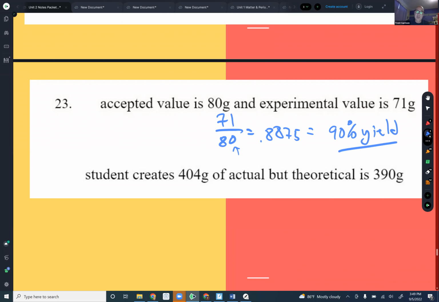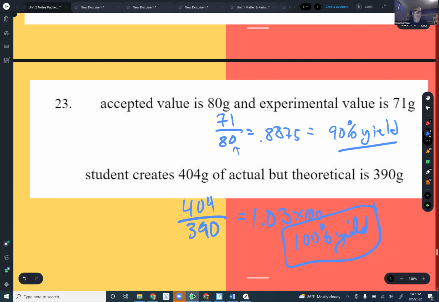Let's do the same thing down below. A student has 404. It's supposed to be 390. So last time, remember, it was somewhere in the 80s that was our percent that was correct. This one's actually going to have too much. So let's see what our yield is. It's going to be more than 100%. 404 divided by 390, and we get a 1.03, meaning this has got to round up, times 100%. It ends up that we had 100% yield, which doesn't make sense. You can't have more than 100%. You probably could never have 100%. There's not an absolute perfect process for manufacturing. But that's not the point.